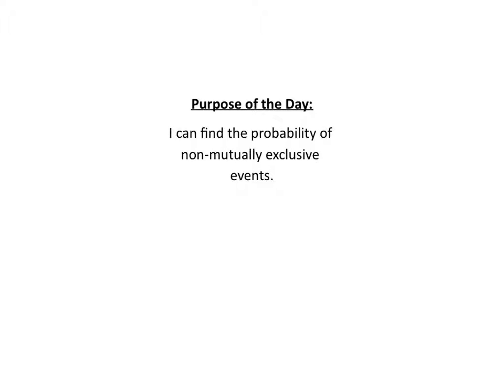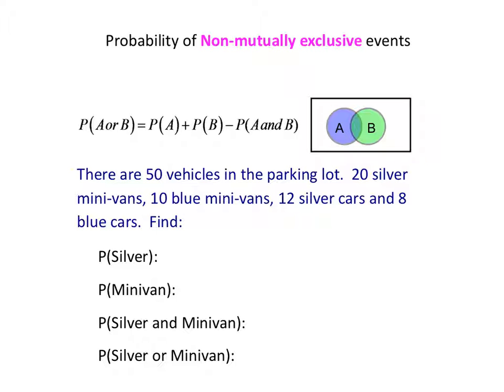Hello, and today's purpose of the day is I can find the probability of non-mutually exclusive events. To find the probability of non-mutually exclusive events, we want to figure out the probability of A or B occurring, which is equal to the probability of event A plus the probability of event B minus the probability that A and B both occurred. So again, or means we are going to add, and non-mutually exclusive means that two events could happen at the same time.